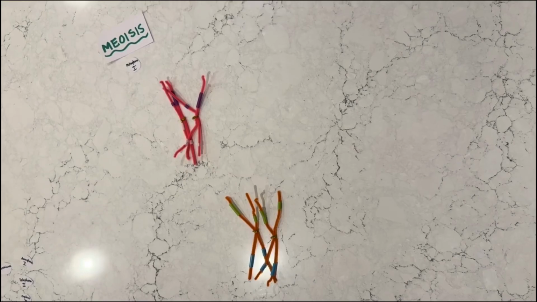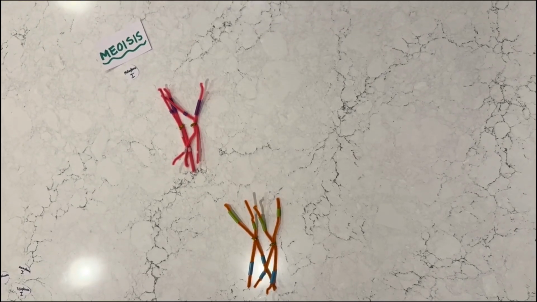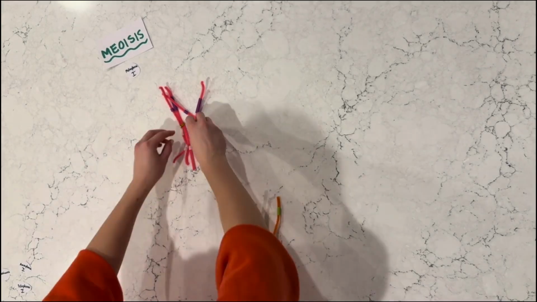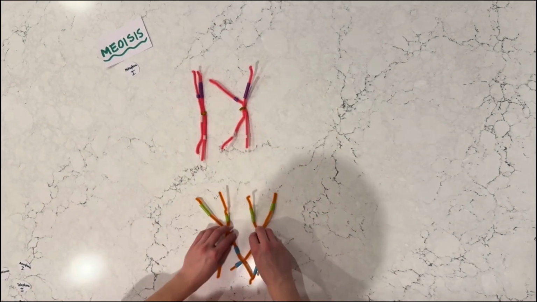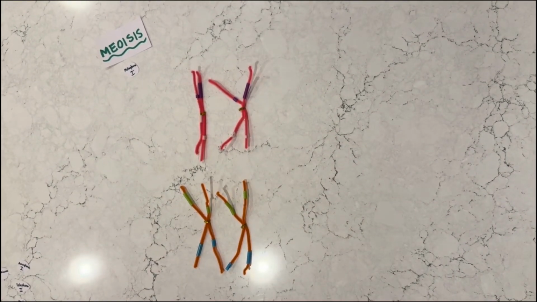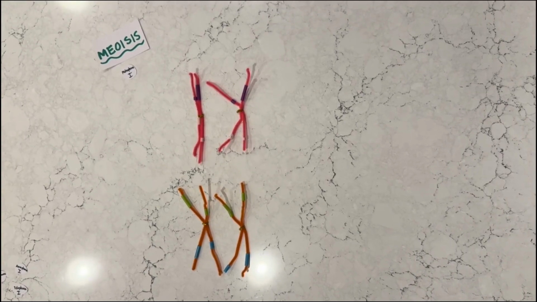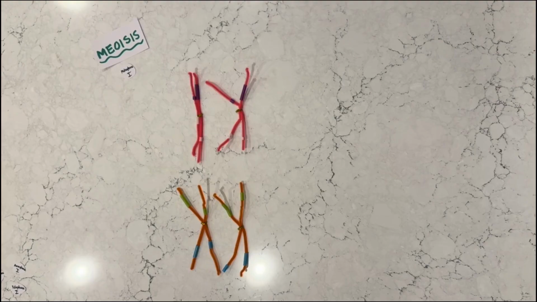We are now in metaphase 1. This process occurs after the crossing over of genes. This is when the homologous chromosome pairs line up next to each other in the middle of the cell. This process differs from mitosis, as in mitosis, there are only 2 sister chromatids in the middle, not 4.